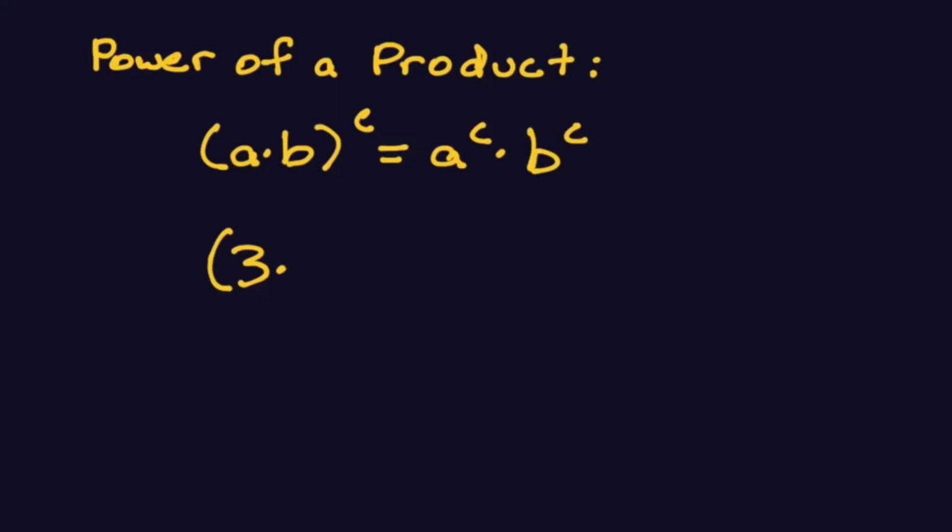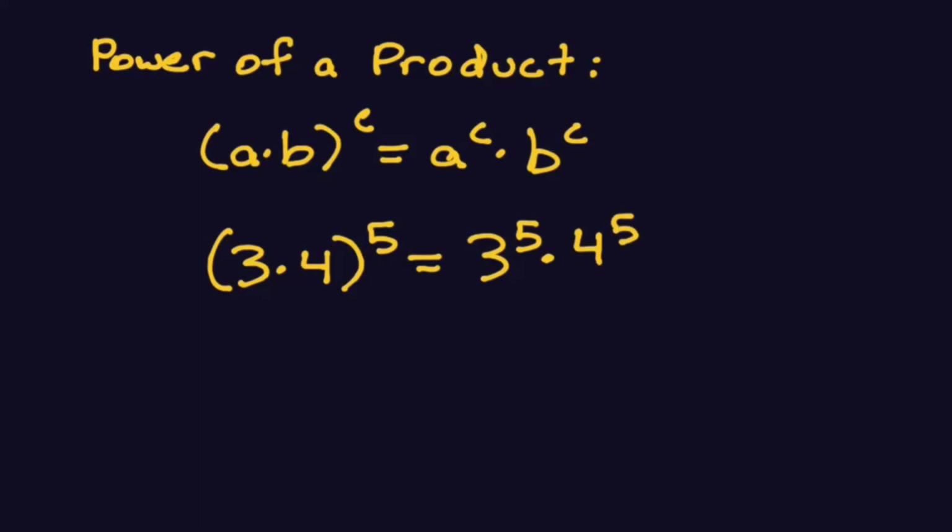And you could use this property in a problem that looks something like (a times b), and then everything in the parentheses is going to be to the c power. The property is that (a times b) to the c power is equal to a to the c power times b to the c power. So when we're dealing with numbers and not variables, this could look something like (3 times 4) all to the fifth power would be equal to 3 to the fifth power times 4 to the fifth power.